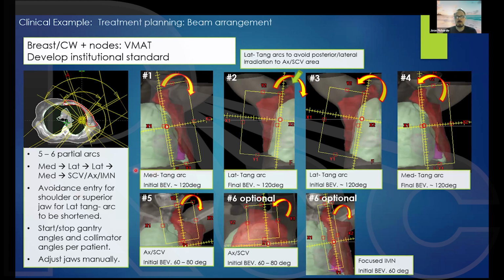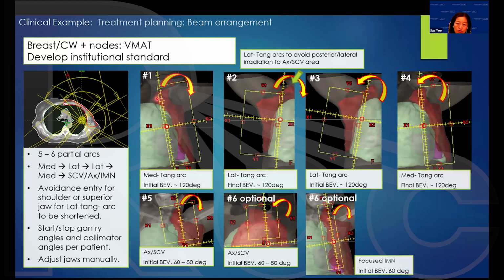Thank you. So we'll take beam's eye view. In our center, we use 5 or 6 beams. So again, this is the medial tangential. I still call it medial tangential arc. So beam starts from medial beam and goes about this much. It goes about 120 degree. Doesn't need to be exactly 120. It can be 110 or 130. You try it. And initial beam's eye view looks like tangential beam, medial tangential beam.